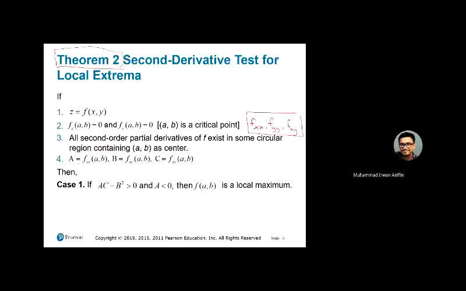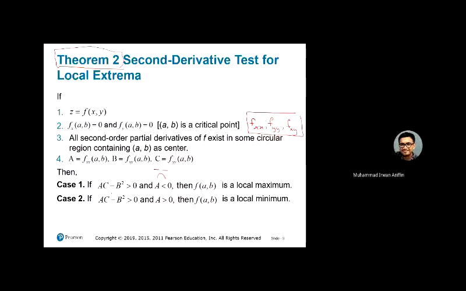So A multiplied by C, subtract B squared, must be positive. If it is positive, and A is negative, then this is a local maximum. A frowning face.